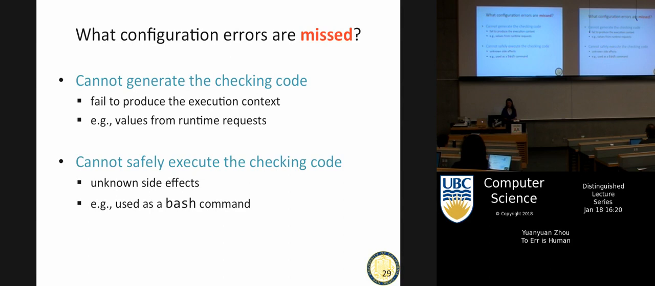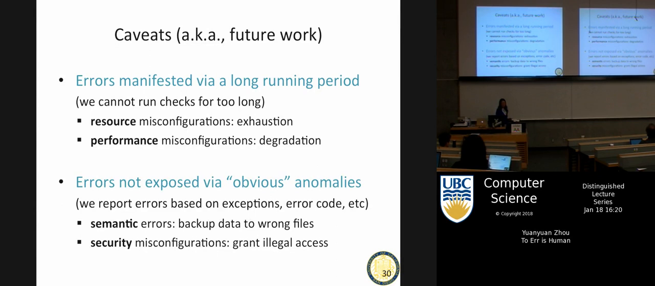Another thing is more about our experimental limitation. Many times the error may manifest over a long running period. For resource misconfiguration, like exhaustion, we are not going to wait until your resources are exhausted or the disk is filled up. So in this case, we just don't know if it is an error or not. Also, if you have a performance misconfiguration causing your performance to degrade, we cannot tell either, because we're not testing with heavy workload.